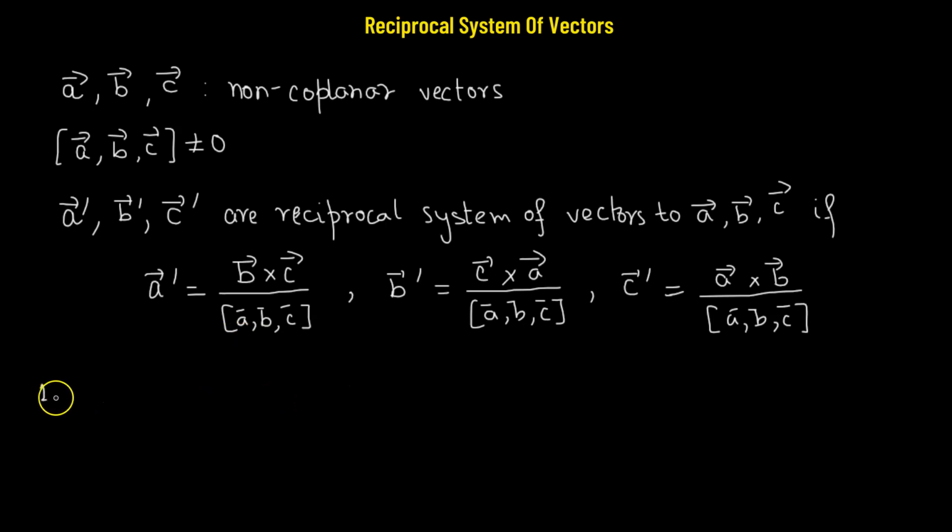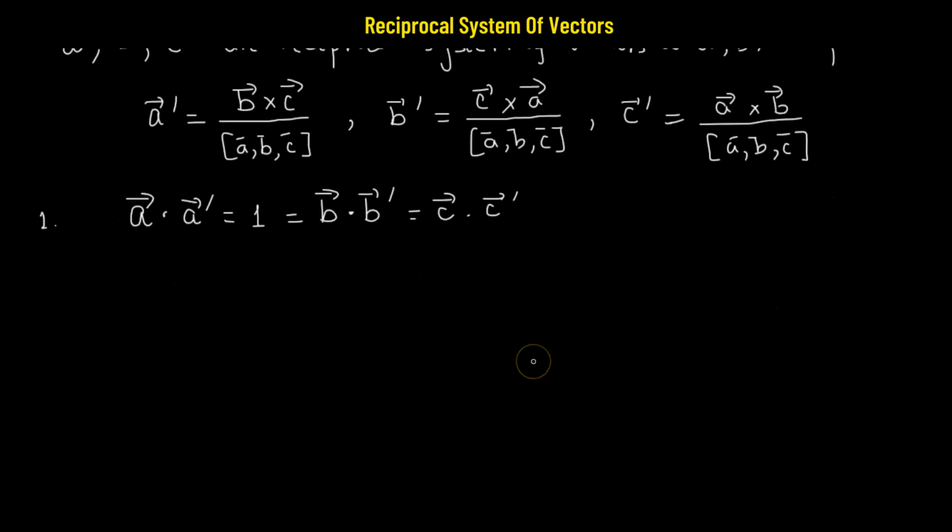The first one would be, if we take the dot product between the vector A with its reciprocal, that is A vector prime, then this will be equal to 1. It also follows that this will be true for vector B dotted with vector B prime and vector C dotted with vector C prime. Let's try to prove this particular idea.